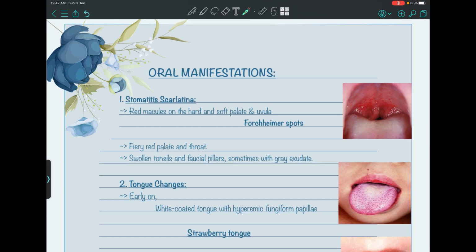Next is oral manifestations. The chief oral manifestation of scarlet fever has been referred to as Stomatitis Scarlatina. Small punctate red macules may appear on the hard and soft palate and uvula. These are called Forchheimer spots. The palate and the throat are often fiery red. The tonsils and facial pillars are usually swollen and sometimes covered with greyish exudate.